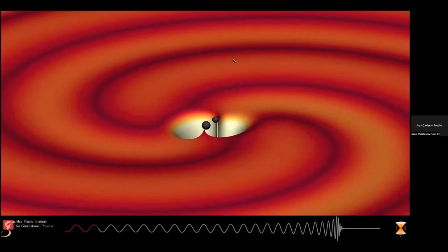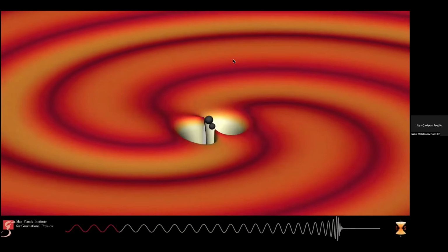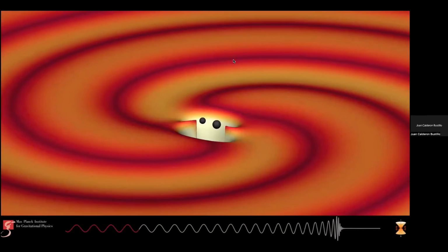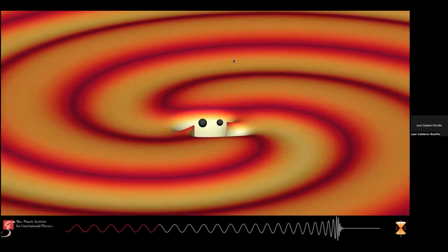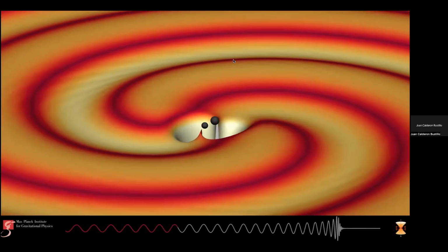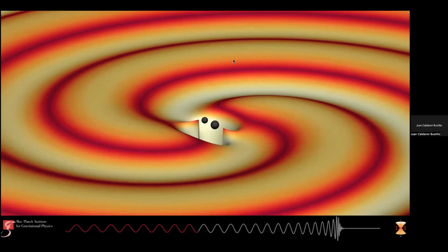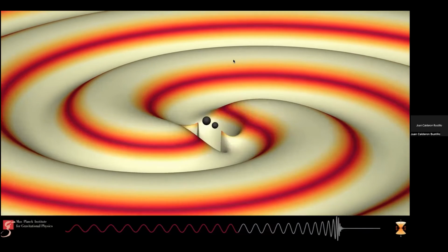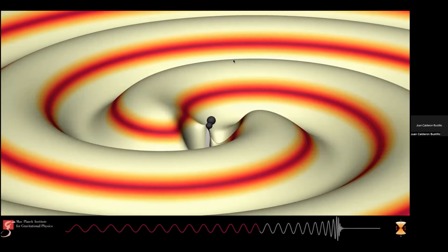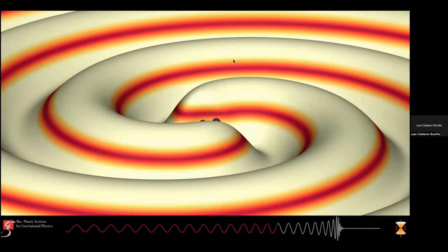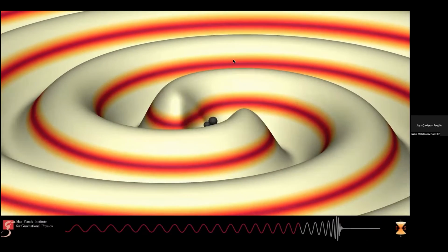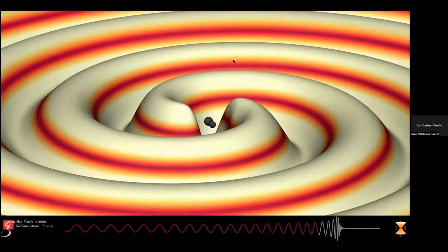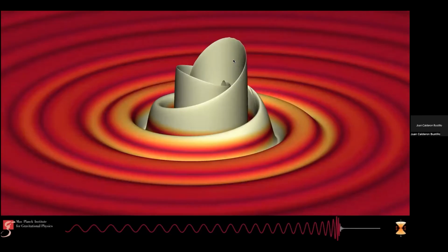So the two objects are orbiting around each other. Because they orbit, they emit energy in gravitational waves. That releases energy from the system. Therefore, gravity starts to win the battle, and these two things approach each other. The orbit gets faster and faster. The gravitational wave emission gets stronger and stronger because the gravitational field is stronger.